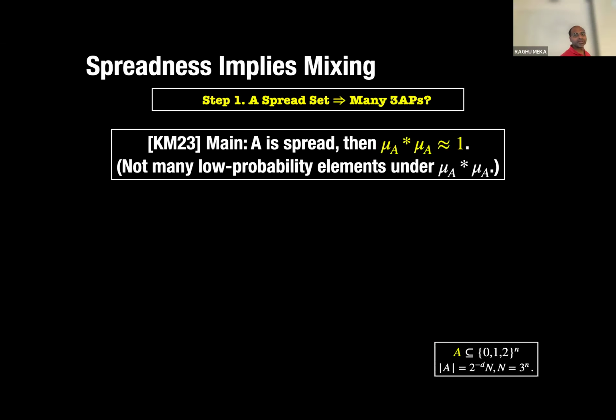All right. And this is really the main claim. What we show is that if you have a set A which is spread, then mu A star mu A is very close to the constant one function. In particular, mu A star mu A does not have too many low probability elements. The number of things where this density is less than 0.9 is going to be very small.